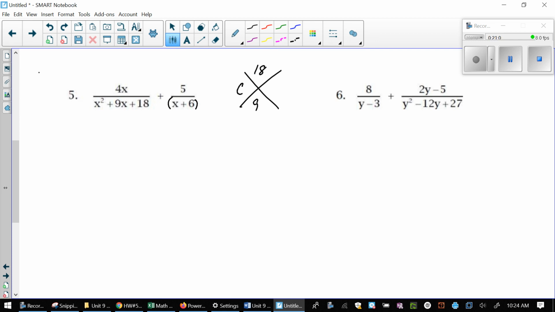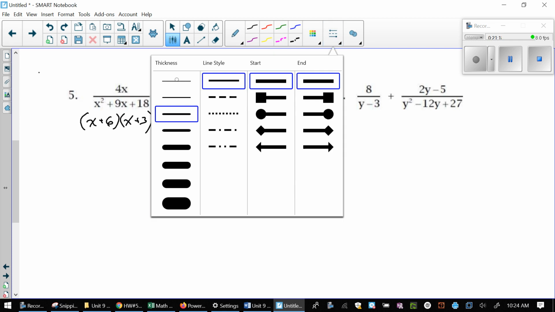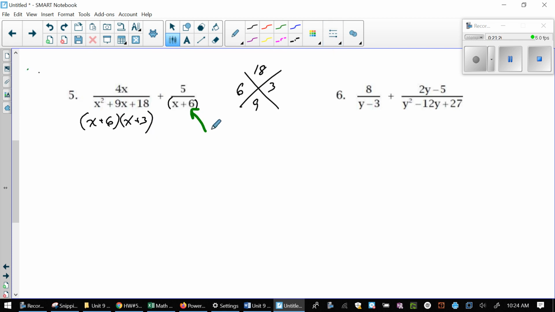All right, a couple of you guys got it. 6 times 3 is 18. 6 plus 3 is 9. So now check this out. This factored form is just x plus 6, x plus 3. And you should be saying, oh, that's awesome, because this guy already has an x plus 6, which means all I need to do is multiply this one by x plus 3. That's what it needs. And this doesn't need anything. So that's awesome. So this is going to stay the same. We're going to multiply this one times x plus 3.